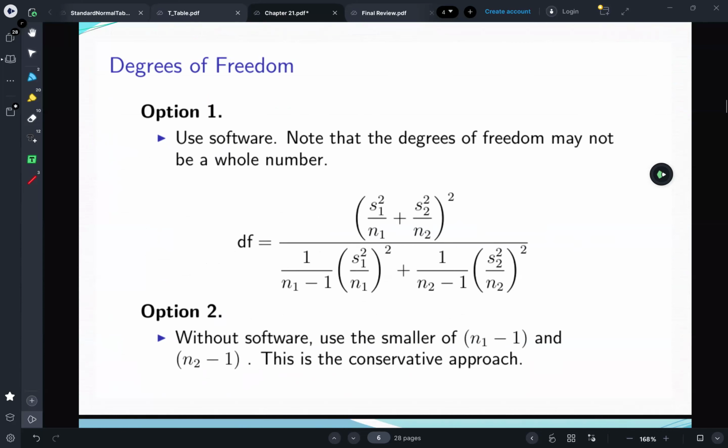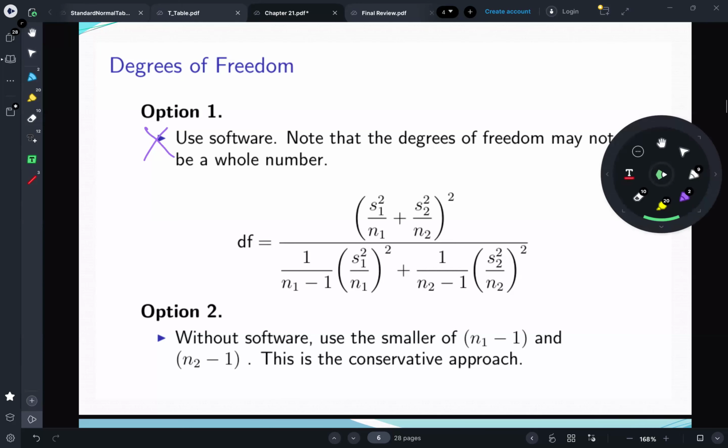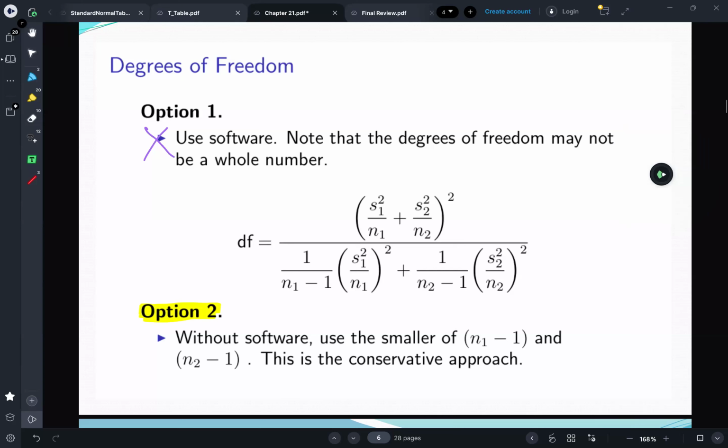We won't be using this on the exam. Instead, what we do is this option 2, where you take the smallest n and you subtract 1. So if n1 is 20, and n2 is 21, then you just take 20, because that's the smallest of the two, and subtract 1. So the degrees of freedom would be 19. So you take the smallest.